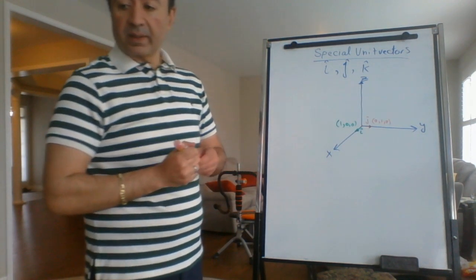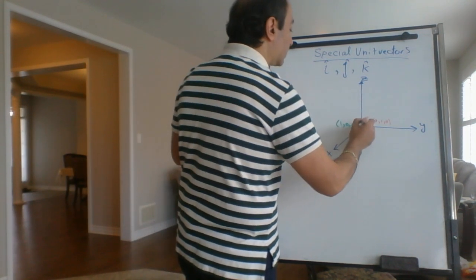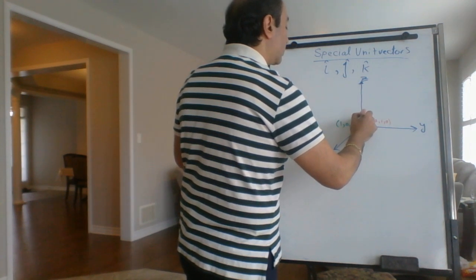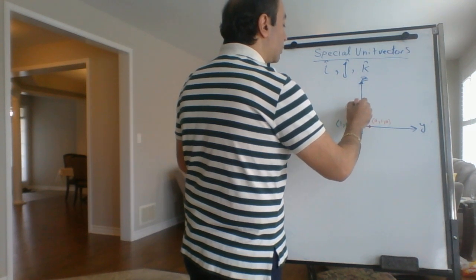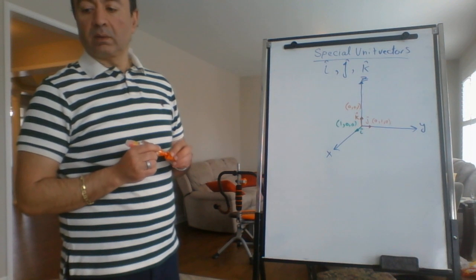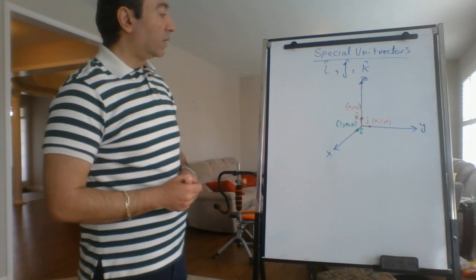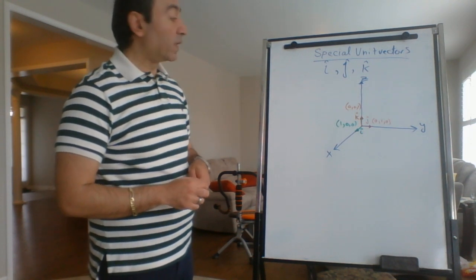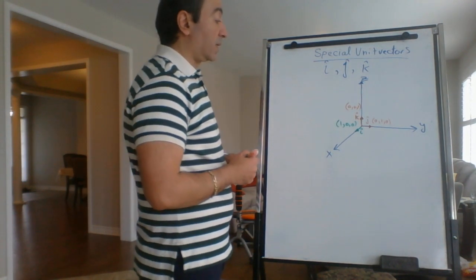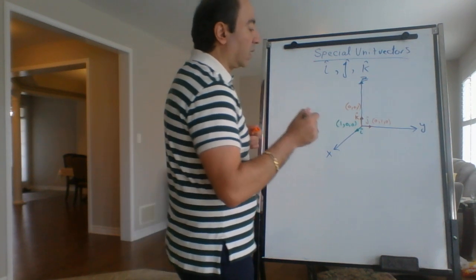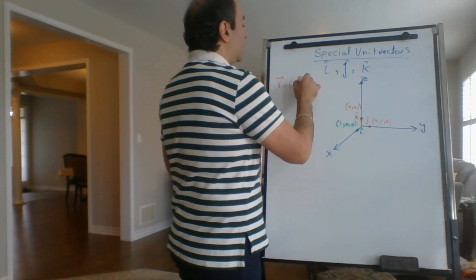And it is very clear that the unit vector in the direction of z is k. 1 unit in the direction of z, that's k. And the coordinates of this would be 0, 0, 1. Right? Okay. Now, those are special unit vectors: i in the direction of x, j in the direction of y, k in the direction of z.